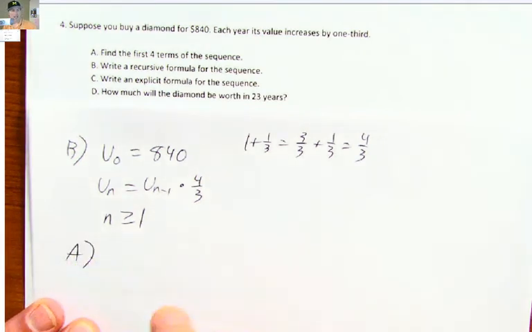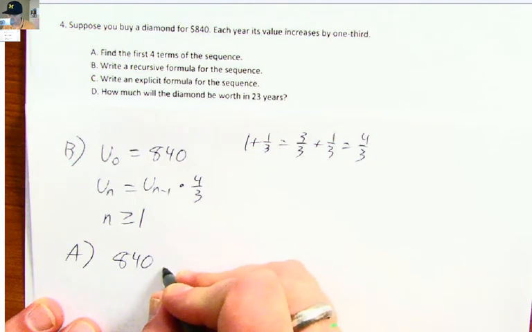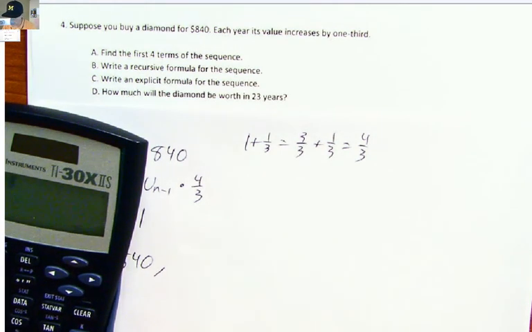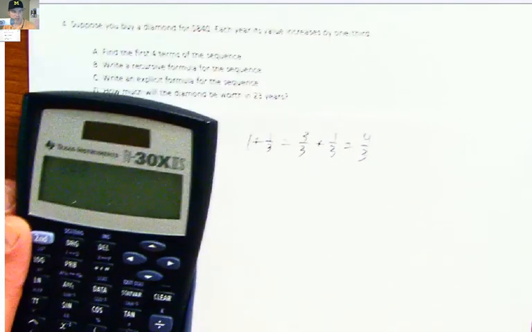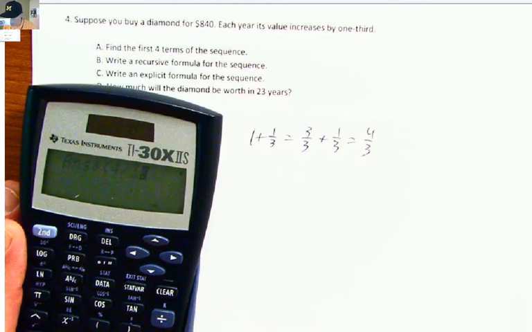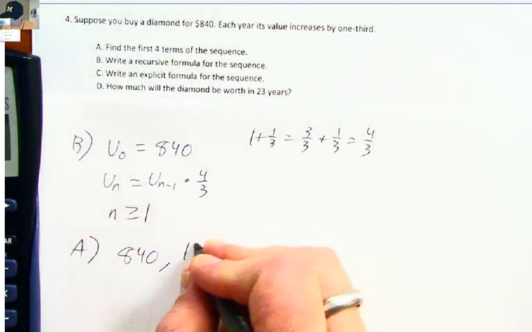Now that I have that, I can back up and do part A. I have 840 and then times 4/3. So 840. Oh, this is what I'm going to do. Just get it going. I'm going to hit 840 and hit enter so that my answer is already 840. Then I'm going to go times 4 divided by 3. And my next number will be 1120.